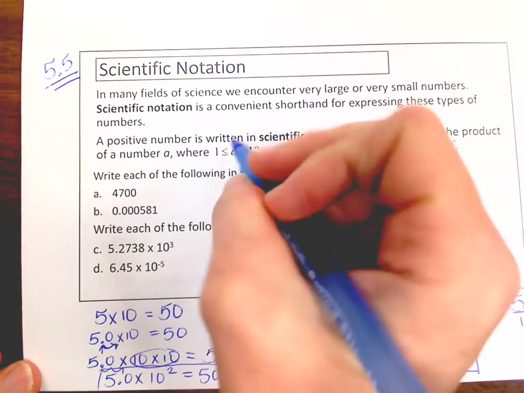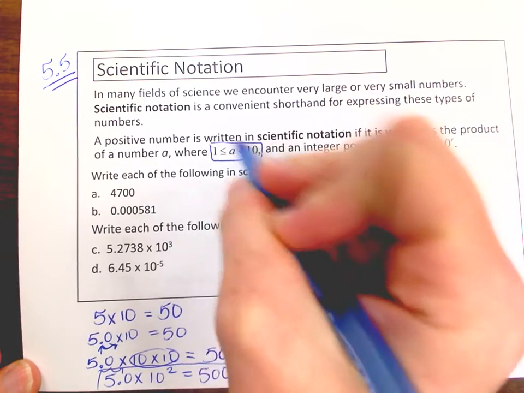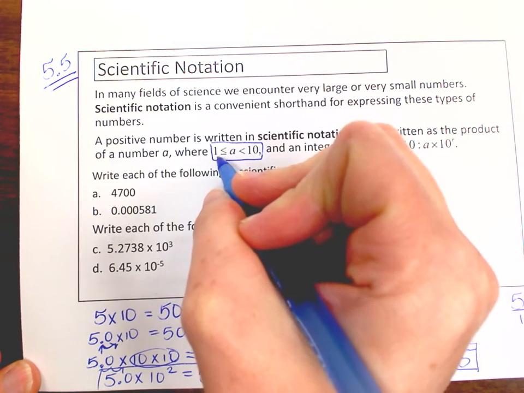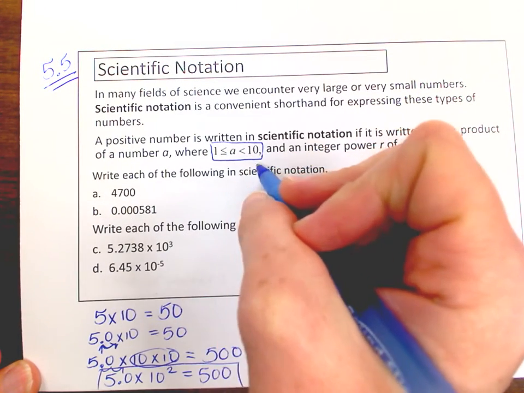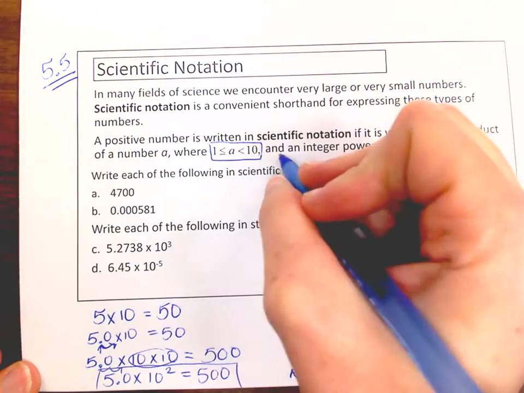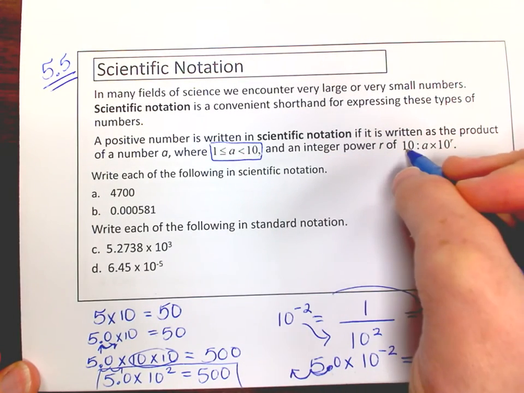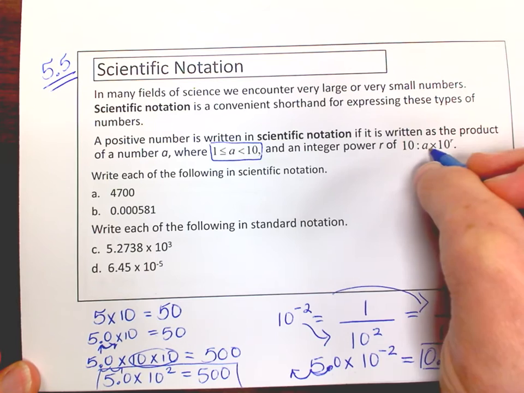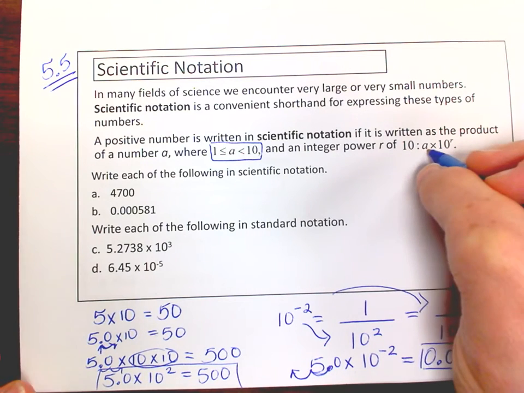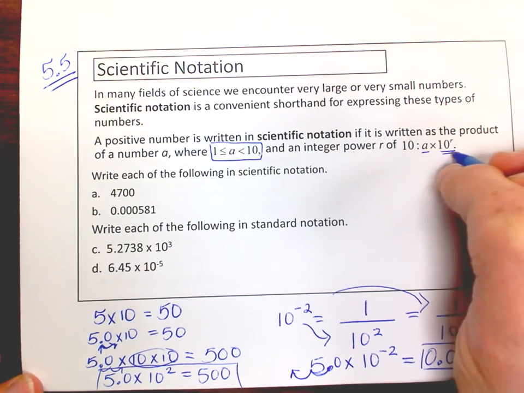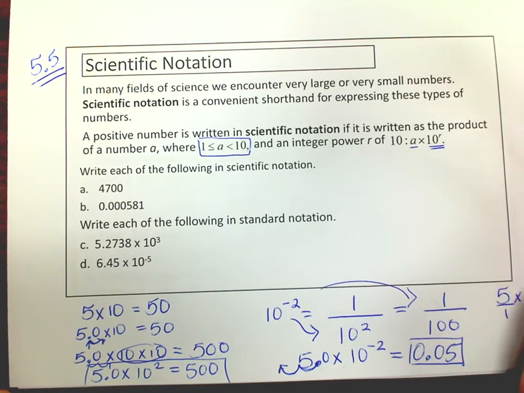A positive number that's in scientific notation is written as the product of a number A, and that number A has to have these special qualifications. It has to be greater than or equal to 1, but less than 10, and has an integer power r of 10, so it's going to be A times 10 to the r power. So it is going to be something multiplied by 10 to a power, and that A value has to be greater than or equal to 1 but less than 10.